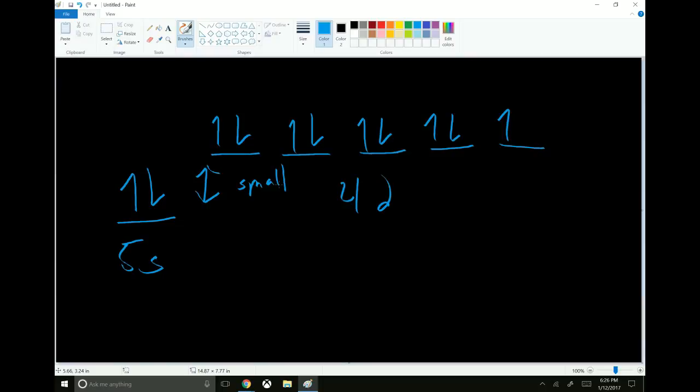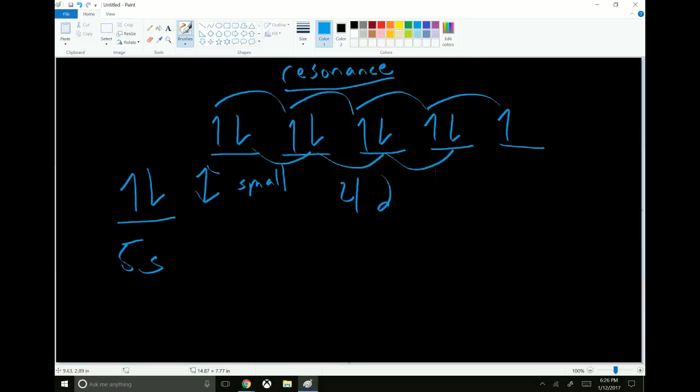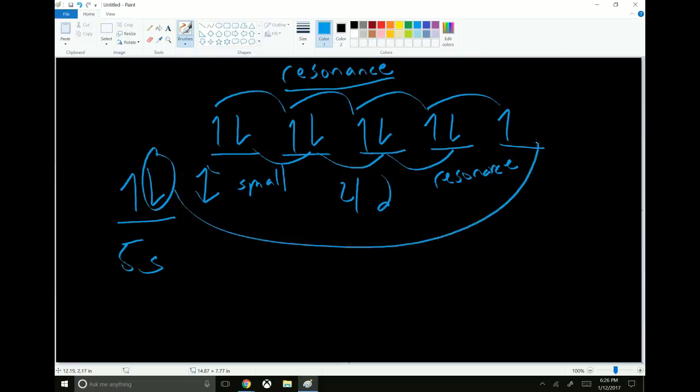So here you have this electron, this electron, this electron, and this electron are all exactly the same. So that's a lot of resonance. Okay. Whereas this one, and this one, and this one are all exactly the same, so there's resonance there. Okay. But it is less resonance. If you take this electron and bring it up here, that would get you that.